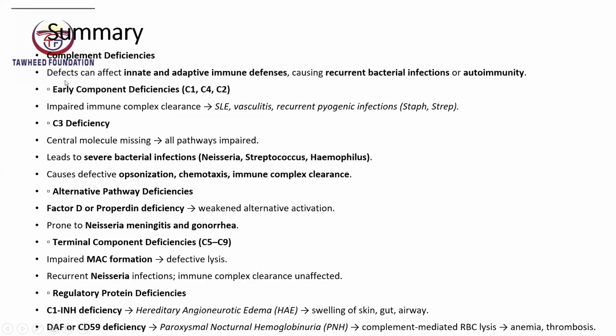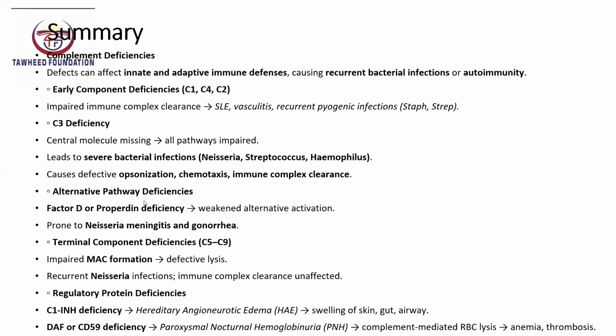Complement deficiency defects can affect innate as well as adaptive immune defenses, causing recurrent bacterial infection or autoimmunity. Early component deficiency, that is C1, C4, and C2, impairs immune complex clearance. C3 deficiency, that is the central molecule missing, impairs all pathways. It will lead to severe bacterial infection including Neisseria, Streptococcus, and Haemophilus. It causes defective opsonization, chemotaxis, and immune complex clearance.